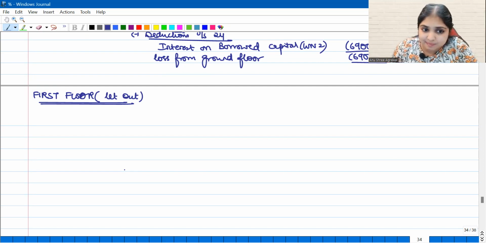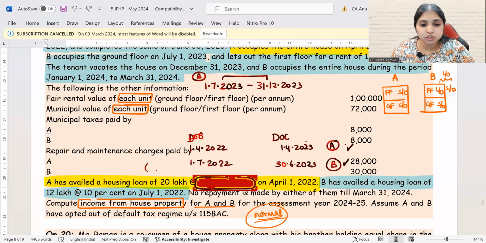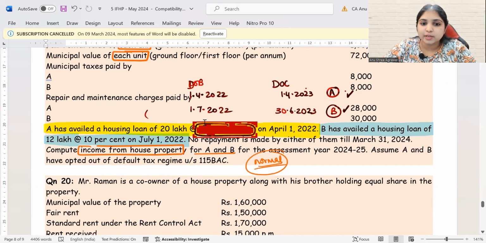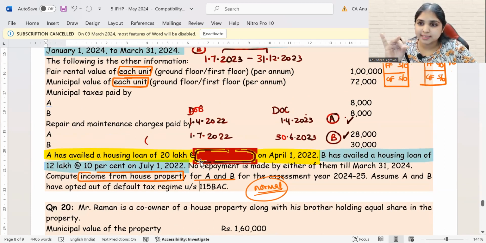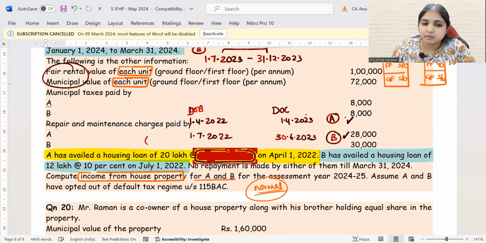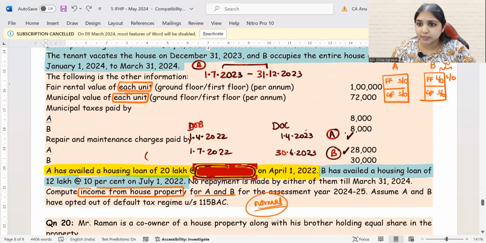So come on, guys, let's begin. Let out property, how will we start? We'll start with gross annual value. So write down gross annual value. Now tell me, can I use a shortcut in this question? When can I use a shortcut? What have we discussed? When do we use a shortcut? Only if municipal value, fair rent and standard rent, all the three numbers are not given to us. Can we use a shortcut here? No. We have the fair rent number, we have the municipal value number, so we can't use a shortcut here.